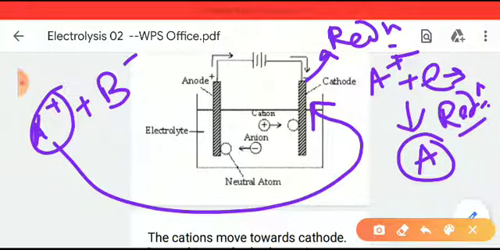In the case of the cathode, reduction will happen because the cation goes to the cathode to neutralize itself by accepting an electron. While A plus or cations are accepting electrons to get neutralized, accepting electrons means the reduction process is going on. So in the cathode, the reduction will go on.